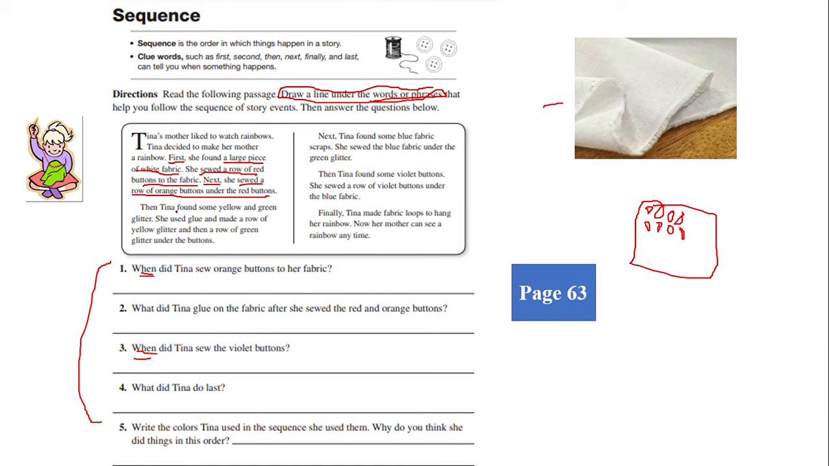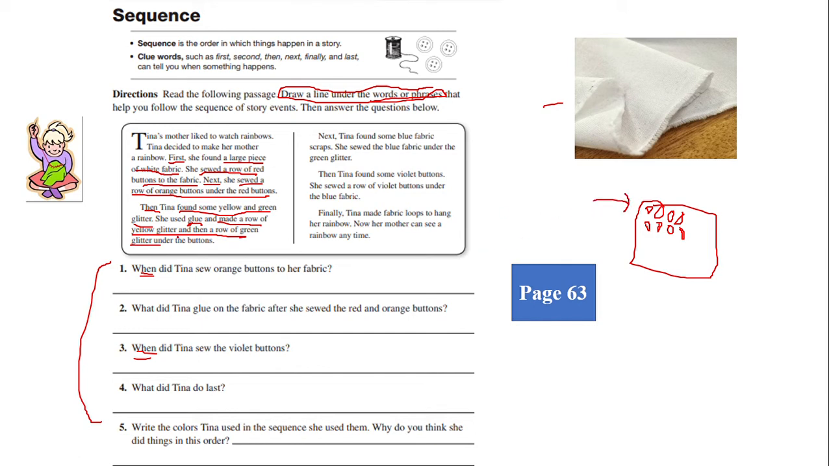Then Tina found some yellow and green glitter. She used glue and made a row of yellow glitter and then a row of green glitter under the buttons. Then she found some yellow and green glitter. What did she do with it? She used it to glue a row of yellow glitter and then a row of green glitter. This is the row. Okay?